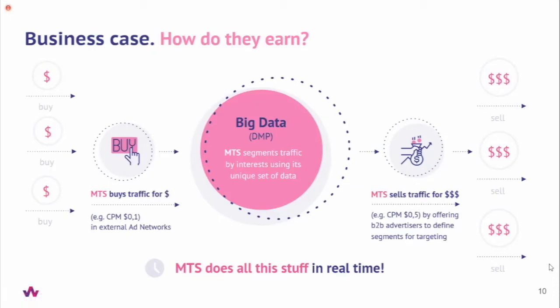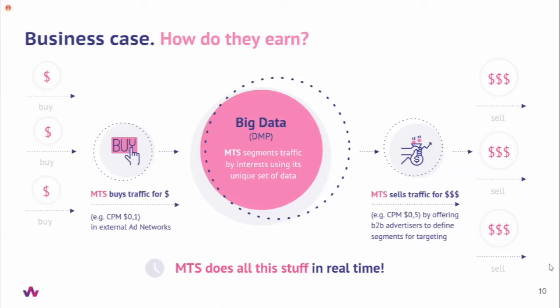They buy in these external ad networks a lot of inventory, a lot of traffic, and at the same time they check for each potential advertising impression which data segment contains this user and define which type of advertising campaigns they can show to this user. And then they sell this inventory to third parties, to advertisers.